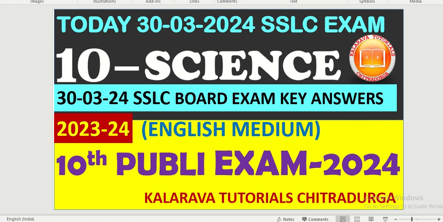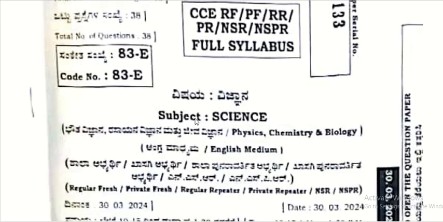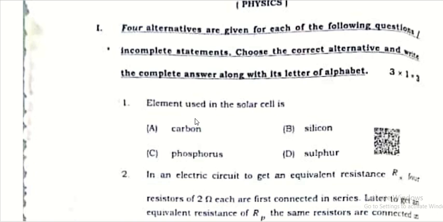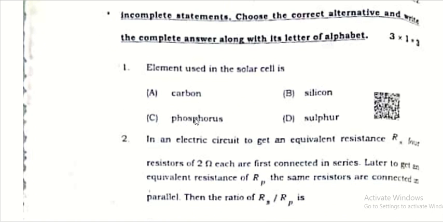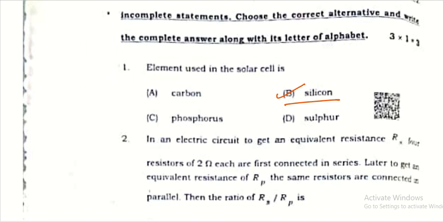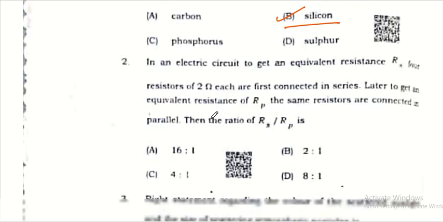So now we are moving to the key answers of today's science question paper. Students, this is the question paper you attended today. Four alternatives are given in the physics part. The elements used in the solar cell is, the answer is silicon. Here the correct answer is silicon, therefore option B is the correct answer.